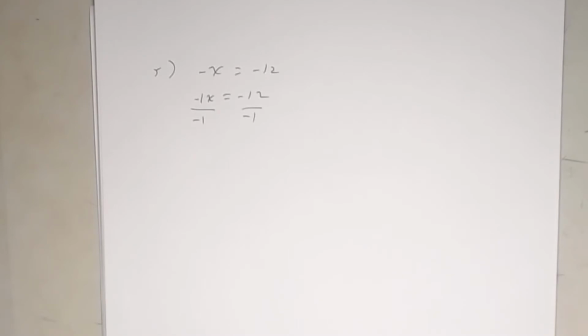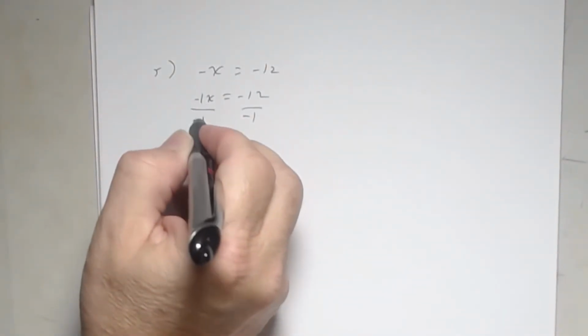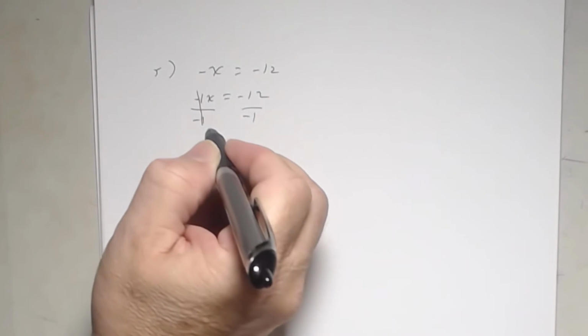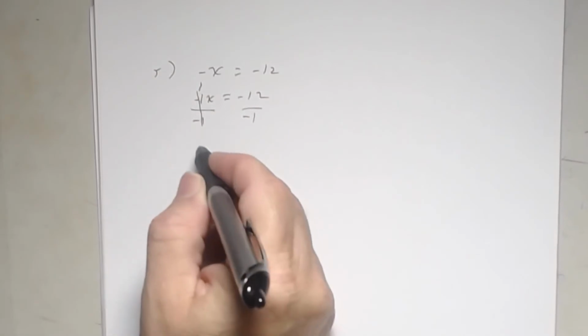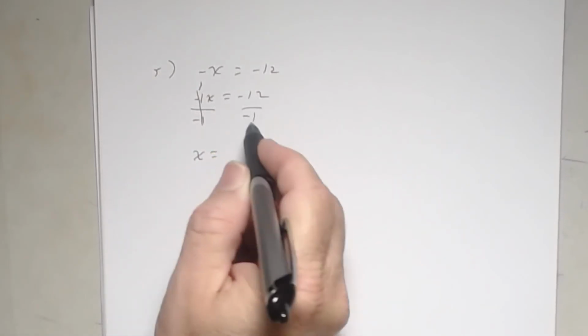Now, -1 divided by -1 is a what? 1. Don't say -1 divided by -1 is an x, because that's not true. -1 divided by -1 is a what? 1. Anything divided by itself is what? 1. 1 times x is what? x. And then what's -12 divided by -1? 12. So there's your answer.